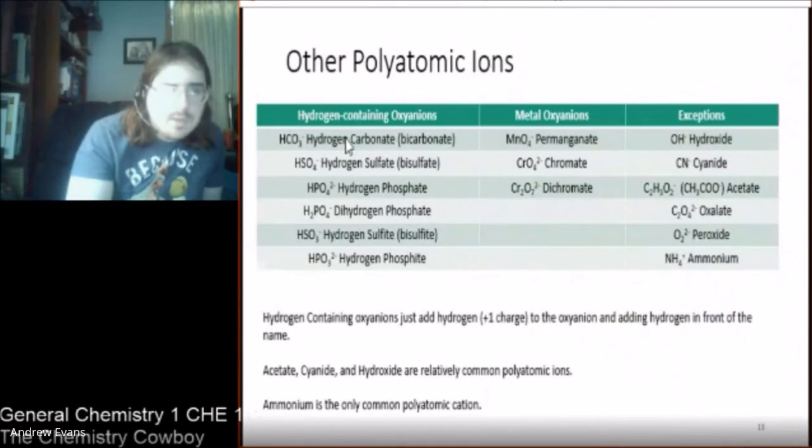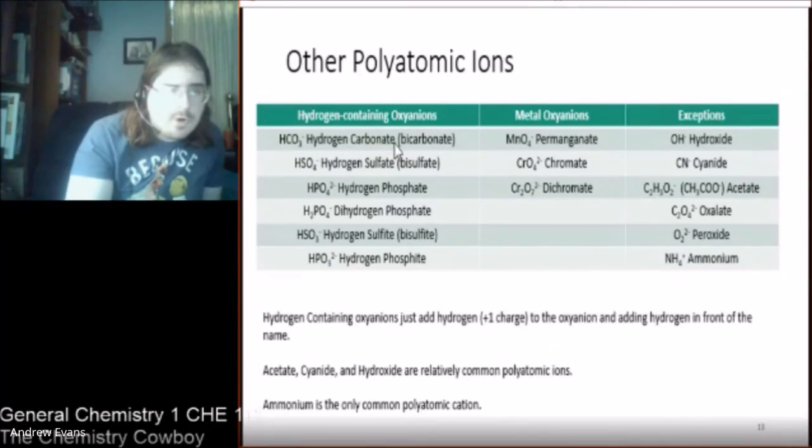But okay, so other polyatomics. Some of these are common, some of these are not so common. So hydrogen carbonate, we'll probably see that a lot. If carbonate was CO3 2 minus, when I add a hydrogen, hydrogen is in group 1, hydrogen will typically want to be +1. +1 to 2 minus makes this 1 minus. So hydrogen carbonate, also known as bicarbonate. So if you use sodium bicarbonate, you're using NaHCO3.